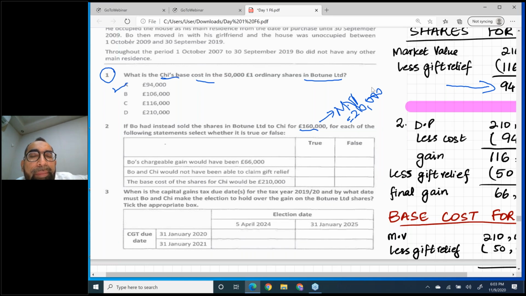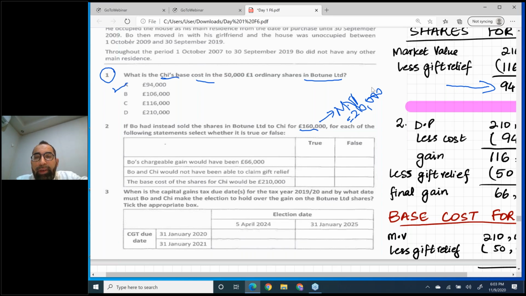50,000 is just the gift element. So now when I solve this, I will only deduct gift relief of 50,000. That's it. The maximum gift relief that can be claimed is just 50,000, my dear.